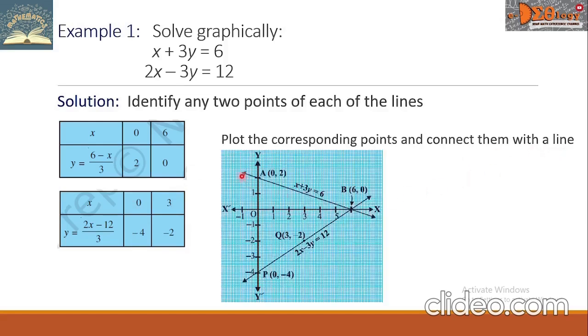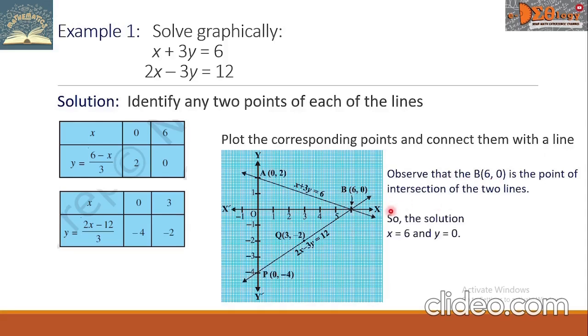These are now the 2 lines. This is the first line. This is the second line. Observe that the point B with coordinates 6, 0 is the point of intersection of the 2 lines. So the solution is x equals 6 and y equals 0. Also, the given pair of equations is consistent.